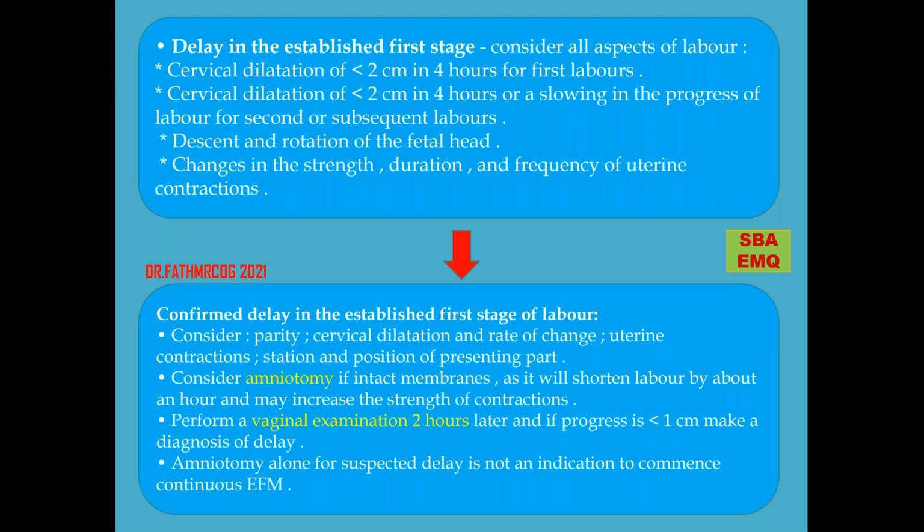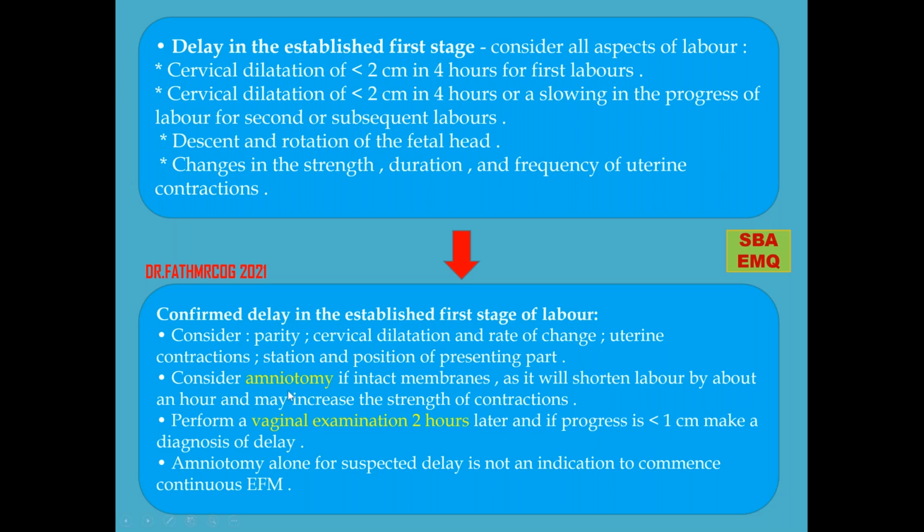Generally, if you have a case or scenario, you give your patient BV at 4 hours. If you find 2 centimeters, we do BV after 2 hours, so it is a suspected delay. You should consider amniotomy if the membrane is intact. After that, we wait 2 hours. If you find 1 centimeter, this confirms there is delay.